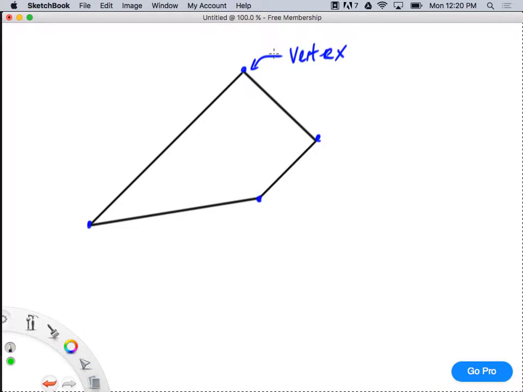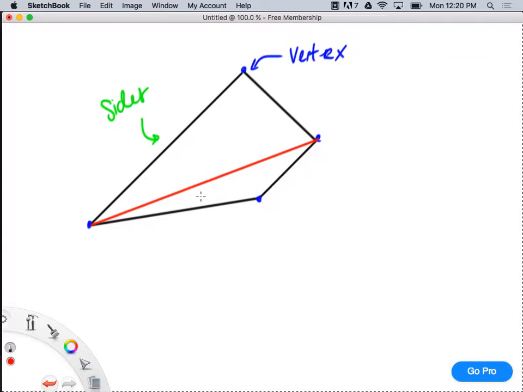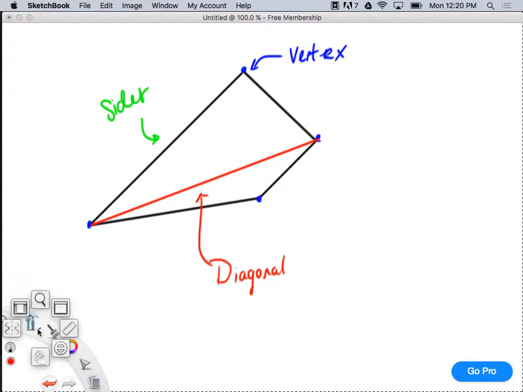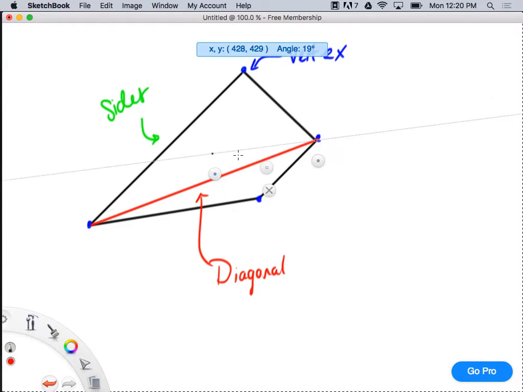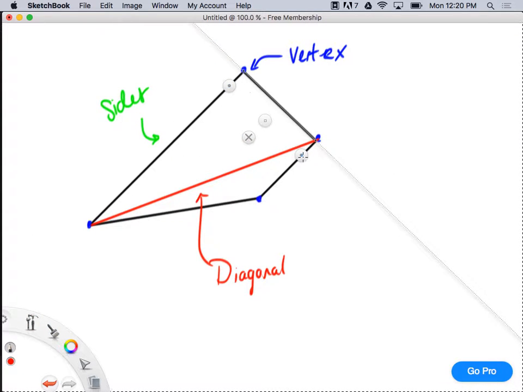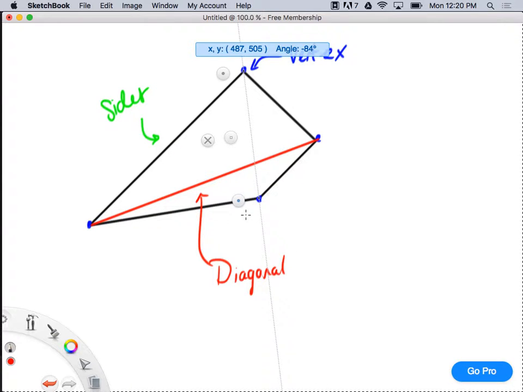Vertices is just the plural of vertex. And each one of the sides, so here's a side, here's a vertex. Now, if I draw a line from one vertex to another vertex, that is called a, does anyone know the name of that? A diagonal. It's called a diagonal. So I can draw all the diagonals just like this.